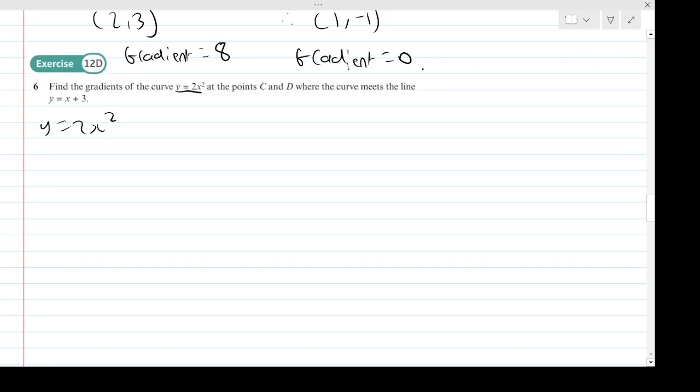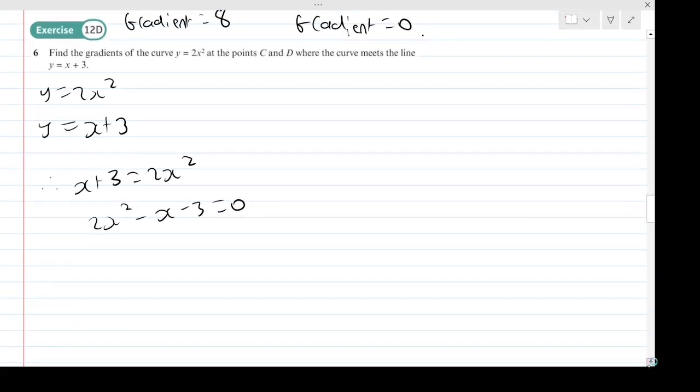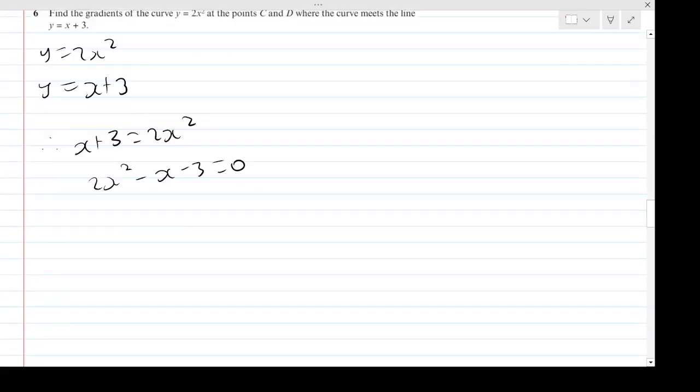Now this curve, we're told, meets the line at these two points. So again, that's simultaneous equations, because the curve is intersecting the line. So I can solve them simultaneously. If I substitute one into the other, I get x plus 3 is equal to 2x squared. Then 2x squared minus x minus 3 equals 0. I can solve this quadratic again. I'm going to use the formula now.